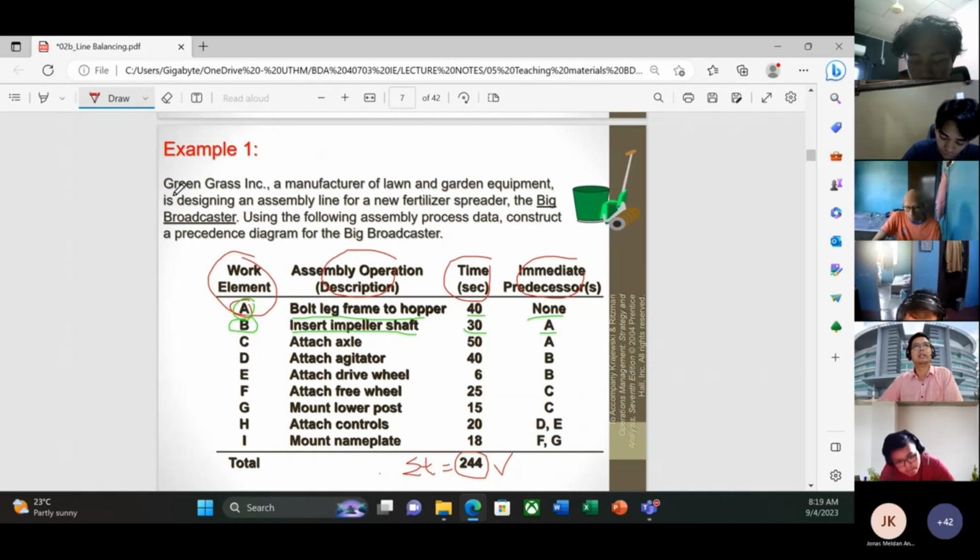So this is Green Grass, a manufacturer of lawn and garden equipment. It is designing an assembly line for the new fertilizer spreader, which they call the Big Broadcaster. So using the assembly process data, construct the precedence diagram. What is the meaning of a precedence diagram? Later on we will talk about this. First, we have to construct the precedence diagram for this Big Broadcaster.